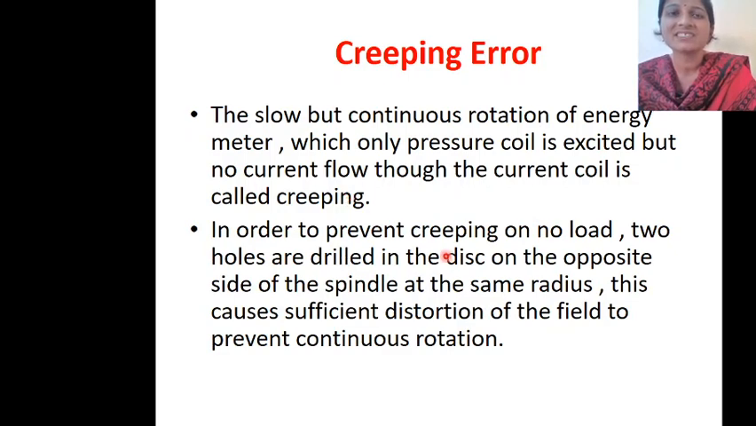In order to prevent this creeping, on the disk, two small holes are dug on opposite sides. Because of those holes, this error will be reduced. So in order to prevent creeping at no load, two holes are drilled in the disc on opposite sides of the spindle at the same radius. This causes sufficient distortion of the field to prevent continuous rotation. So this is about the creeping error.